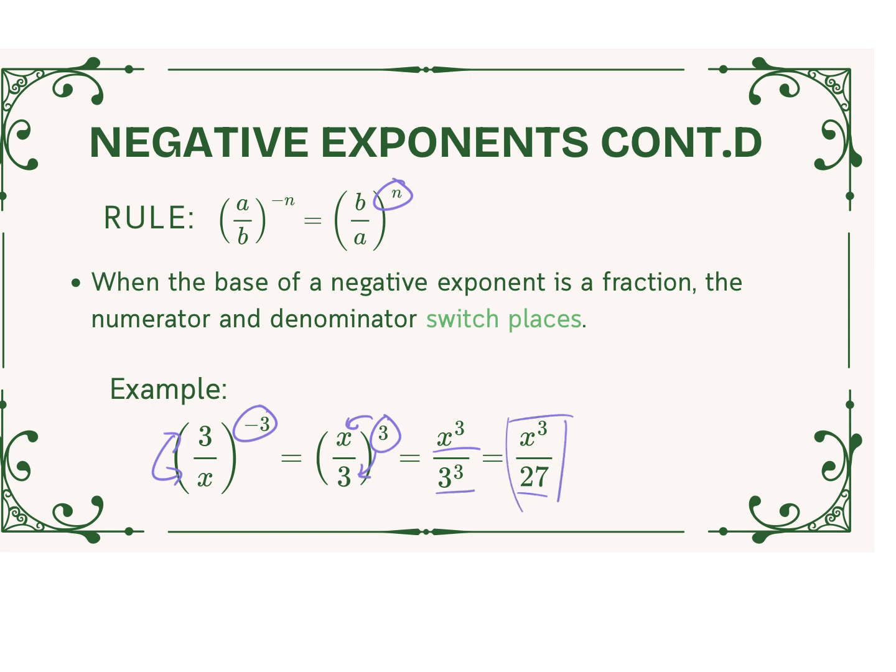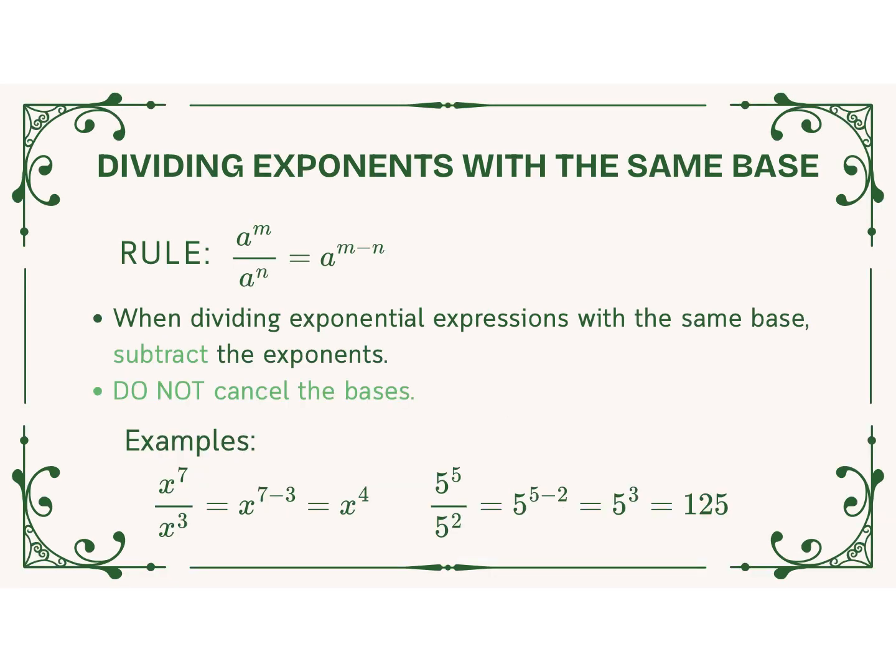All right. And then we can go over dividing exponents with the same base. Now, the rule algebraically is if I have a to the power of m divided by a to the power of n, you're going to subtract those two exponents. So just like with multiplying, right? When we multiply, you add the exponents. When you divide, you subtract. All right. Another common thing that I see, especially when I taught Algebra 1, is that they would cancel the bases.